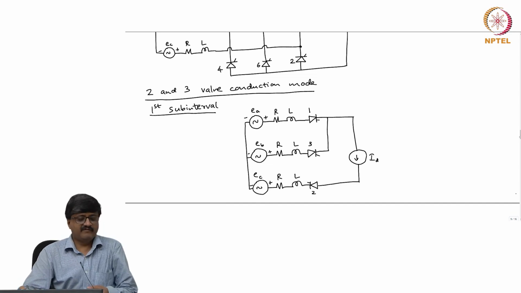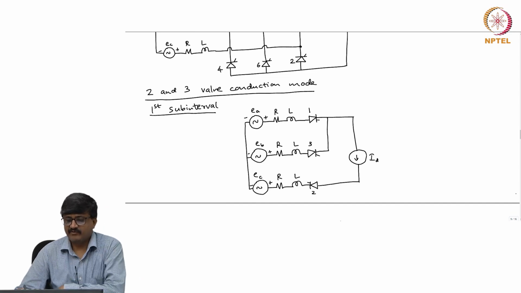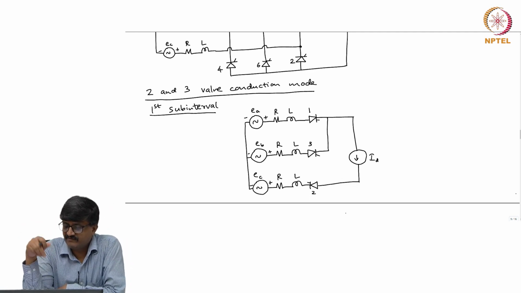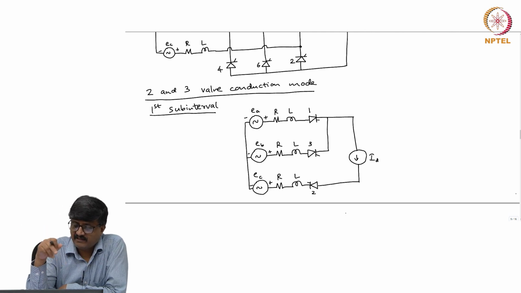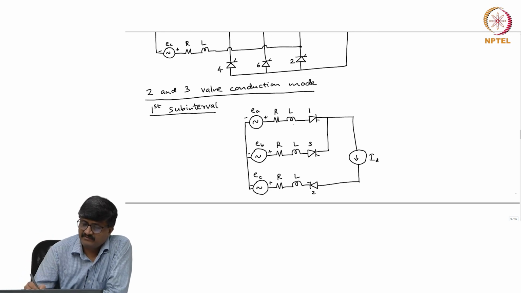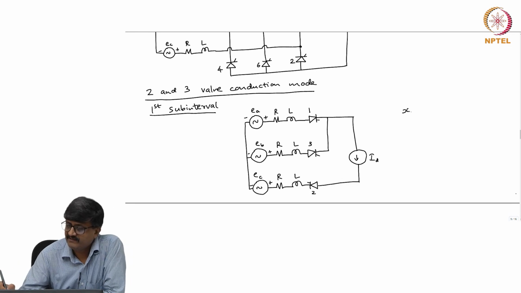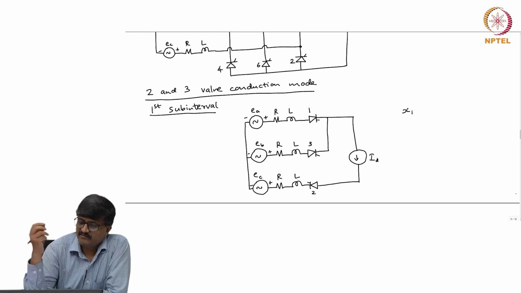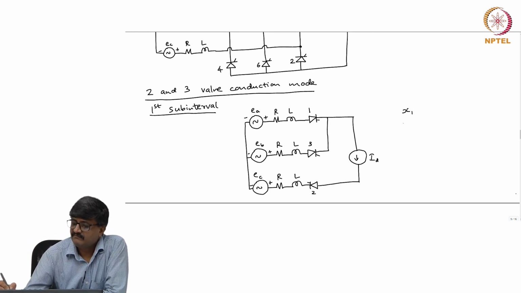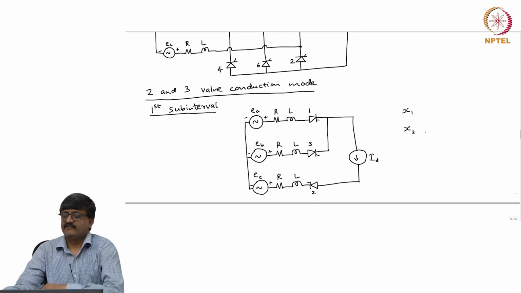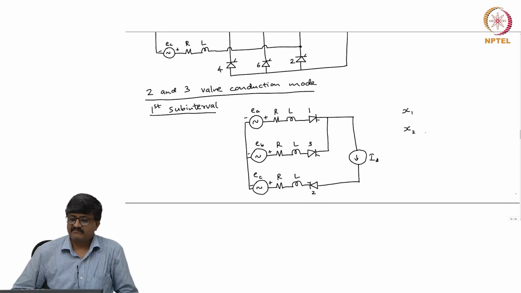So, if I want to solve for this circuit, I can apply mesh analysis or loop analysis. One of the currents is known, I D is known. So, if I consider the other loop, I have to consider the state variable or the state vector in the first subinterval. What is the size of the state vector in the first subinterval and what is the state vector in the second subinterval?